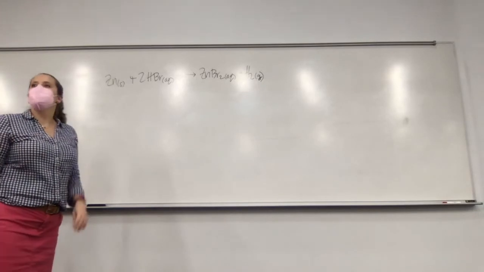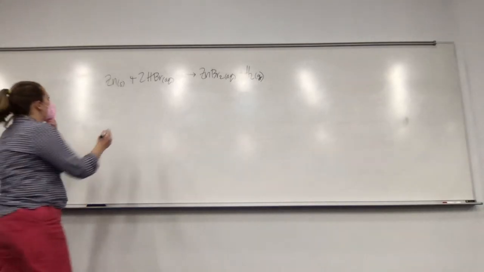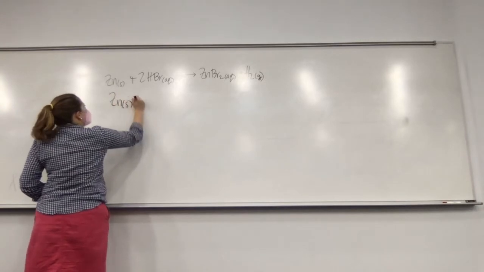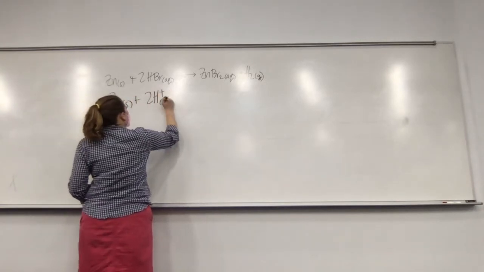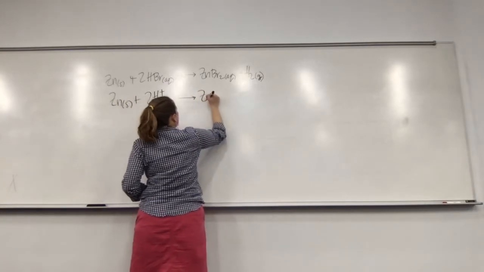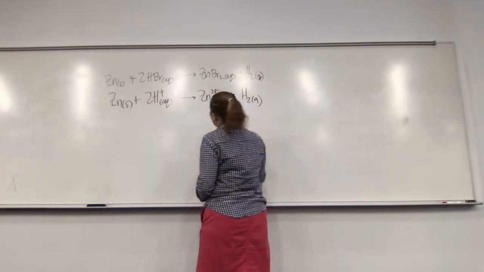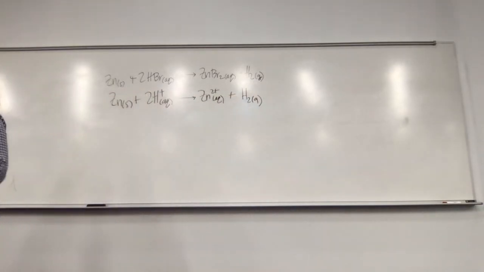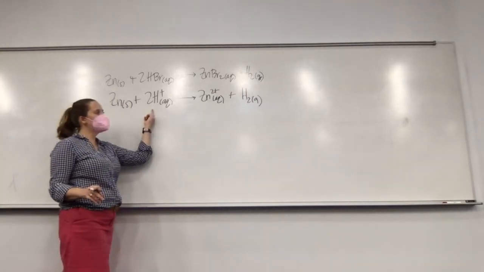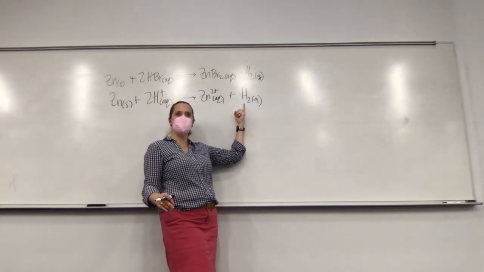In this case, they're asking you for the net ionic equation, which would be zinc solid plus 2 H+ aqueous goes to Zn2+ aqueous plus H2 gas. It's basically asking, where did the electrons go? Zinc solid loses 2 electrons to become Zn2+. And we know that it becomes positive when it has lost electrons. And hydrogen H+ gains 2 electrons to become H2.